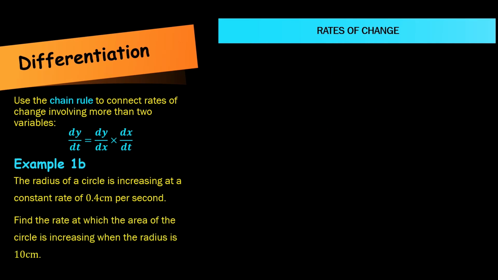Now let's take a look at part B. We are required to find the rate at which the area of the circle is increasing when the radius is 10 centimeters. So let's solve this. Now we know that the area of the circle is A equals pi r squared.